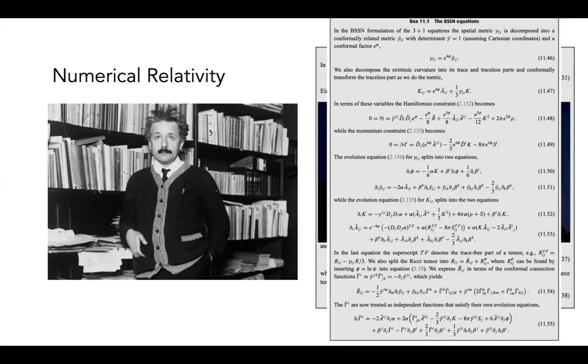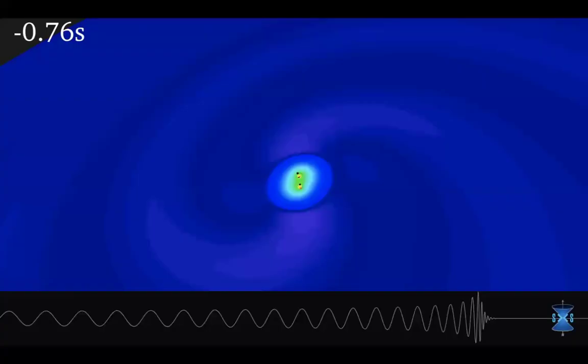This is currently the BSSN, one of the state-of-the-art formulations that we are currently using. So simulating these black holes is really hard, really difficult, and that's the major point. Here is an example of a simulation. You can see the two binary black holes, and below there you can see the time domain signal.